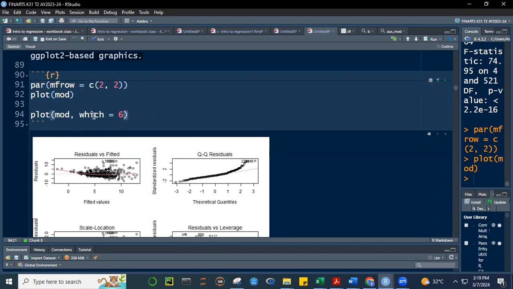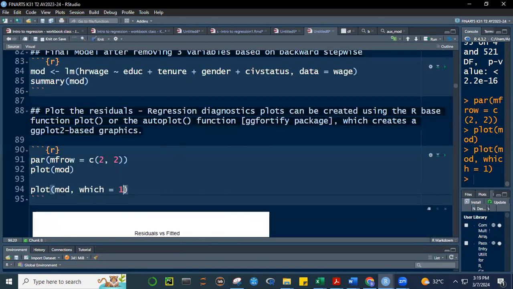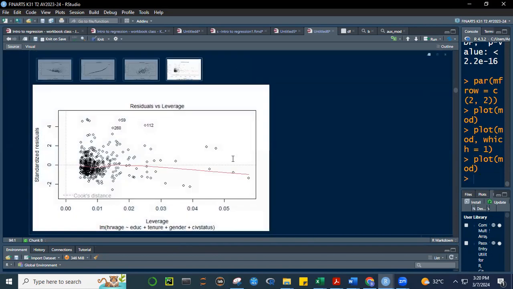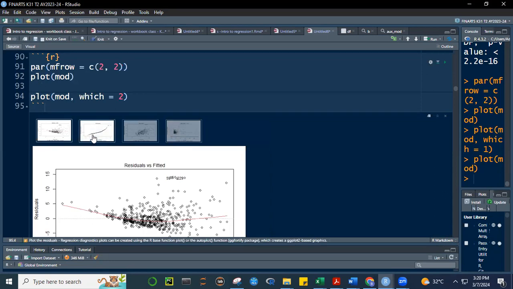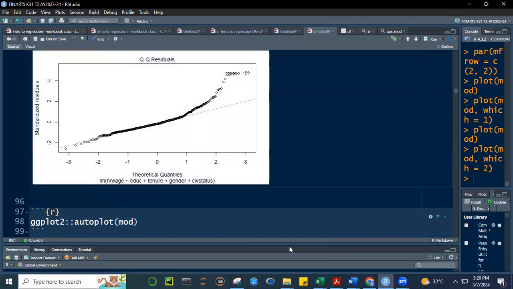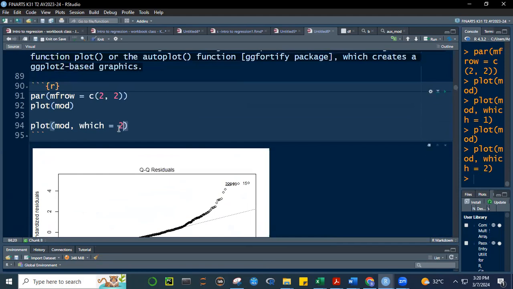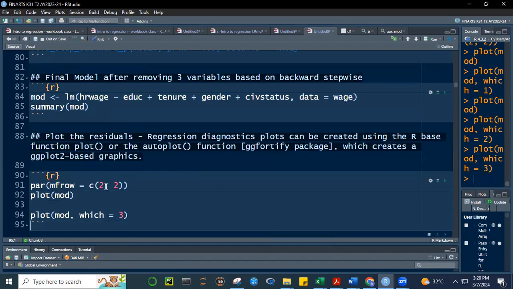We discussed last time that if we do this one by one, with which equal to, let's say, 1 first, it will give us the first one. Ito 'yung number 2. 'Yung QQ plot, which is equal to 2, that gives us the number 2 plot. Okay, number 3 is the scale location. Number 3, scale location.